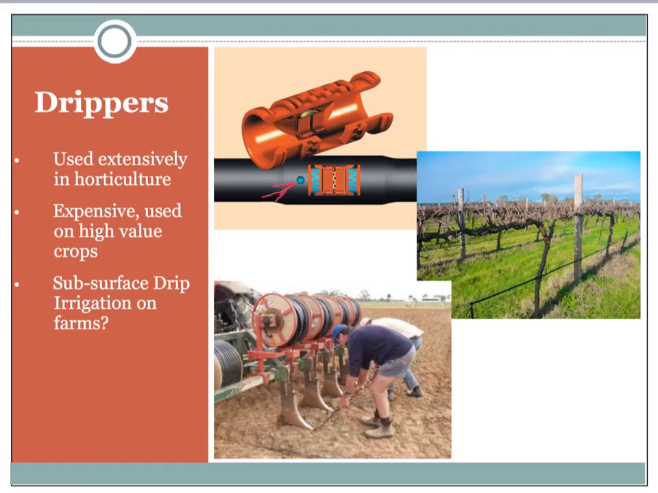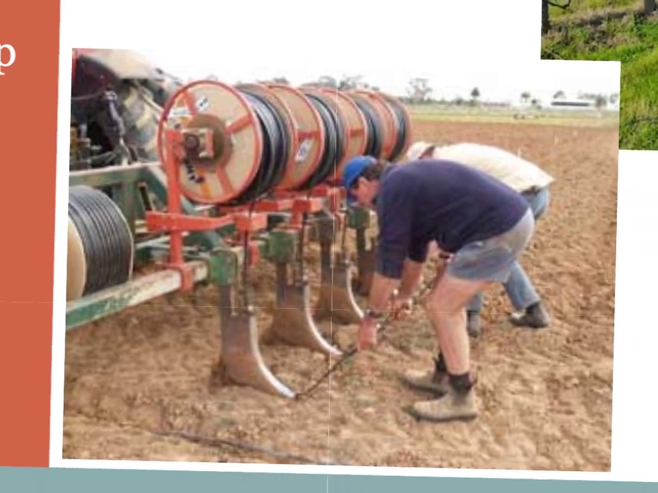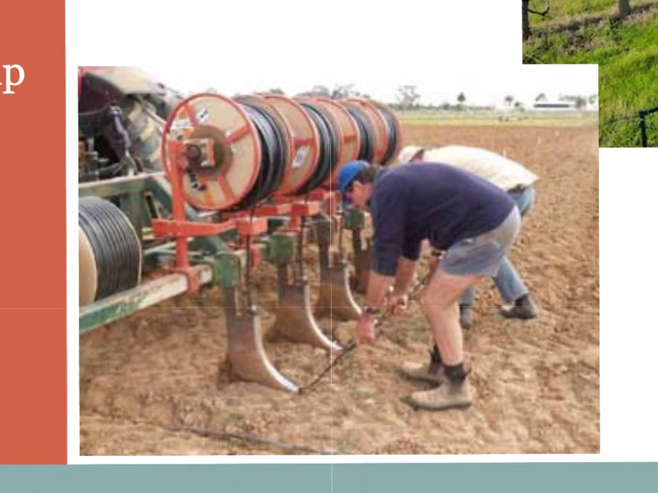If we zoom in on the picture at the bottom, it's being put into the ground here by a modified mole plough, and the pipe comes down through the plough itself.